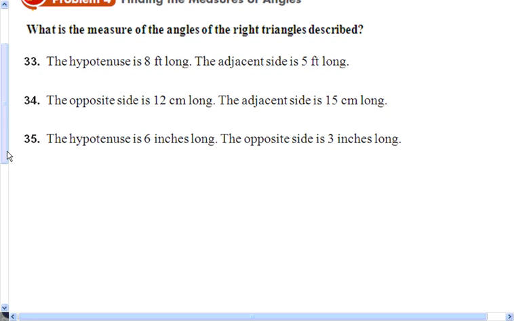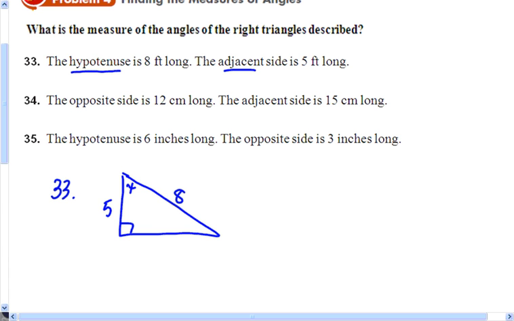So number 33, it says the hypotenuse is 8 feet long. So let's just draw a quick triangle here. And let's draw in that the hypotenuse is 8. The adjacent side is 5. So when we're talking about adjacent, we're talking about with respect to this angle right there. So we'll say angle x. And so we have adjacent and hypotenuse. Well, that's the cosine. So the cosine of x is equal to the side adjacent divided by the hypotenuse. And in this case, the adjacent side is 5 and the hypotenuse is 8.